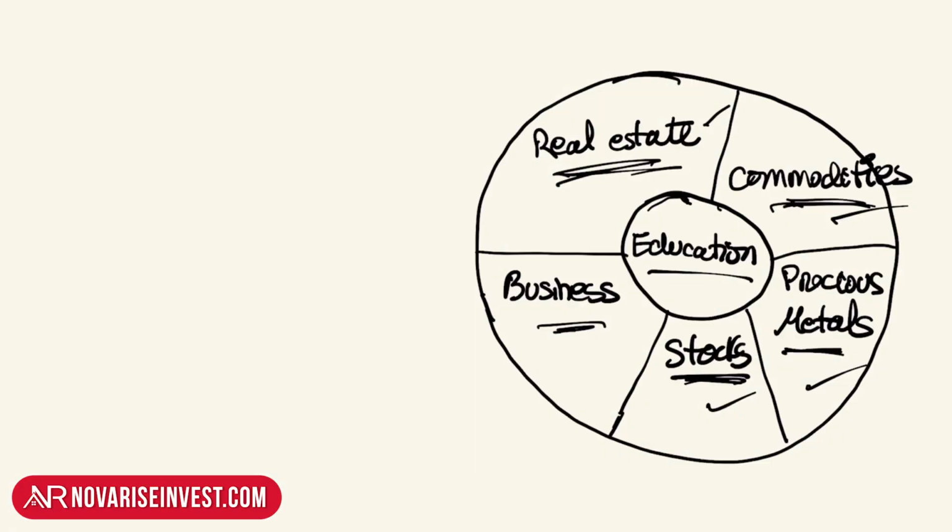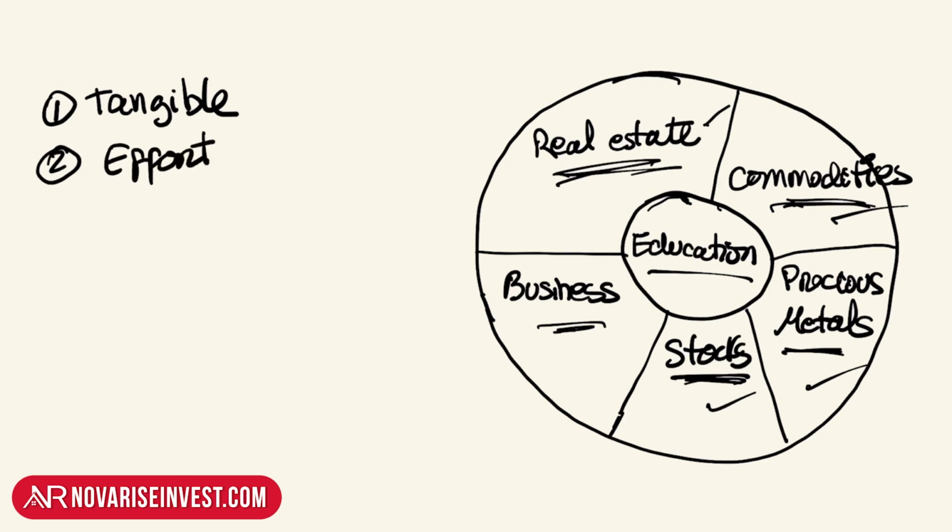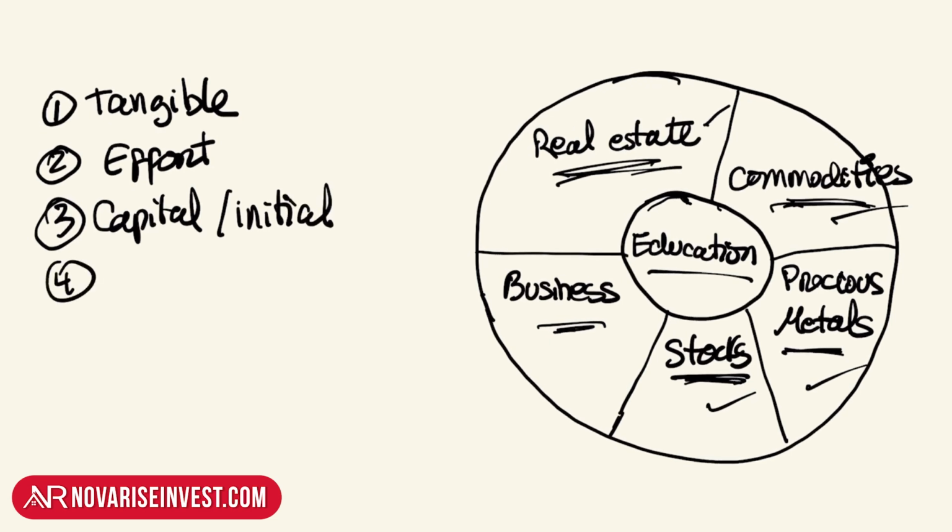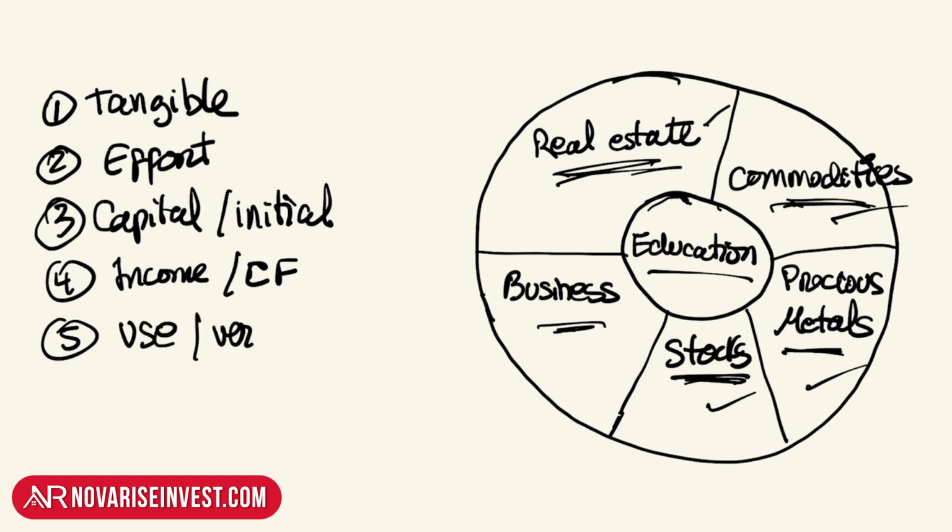So the way we're going to go about this is to talk about each one of these asset classes based on 5 different categories. One is how tangible the asset is, followed by the level of effort that you need to invest in it. Then how much capital you need to allocate as an initial investment, right? And then fourth, can that asset generate any type of income or cash flow for you? And lastly, the use or the versatility of it.